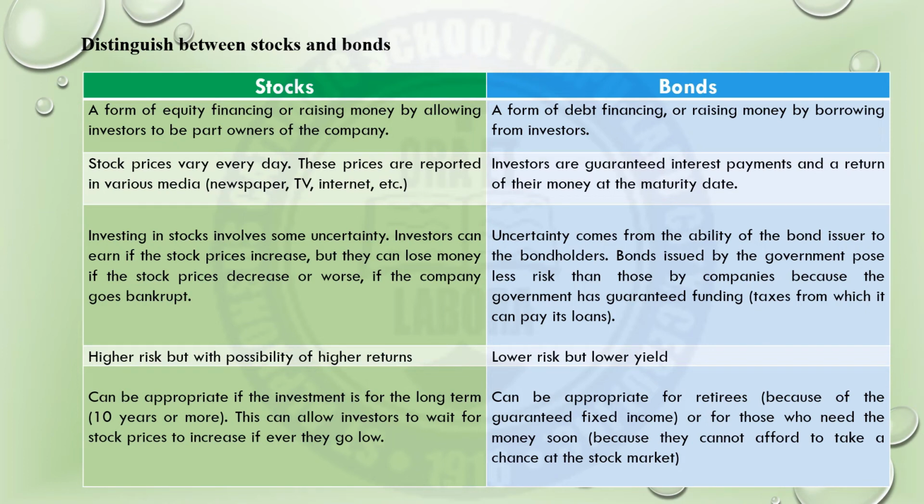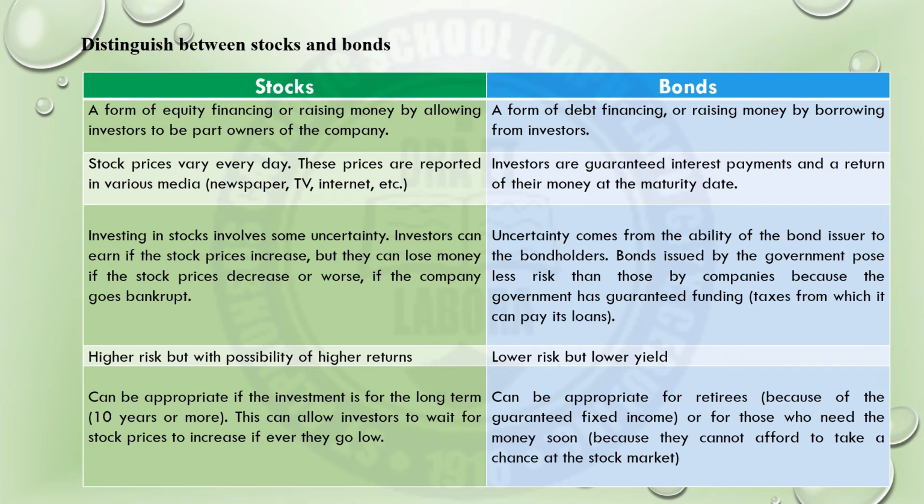Stock prices vary every day. These prices are reported in various media, such as newspapers, TV, internet, and the like. For bonds, investors are guaranteed interest payments and a return of their money at the maturity date. Investing in stocks involves some uncertainty. Investors can earn if the stock prices increase, but they can lose money if the stock prices decrease, or worse, if the company goes bankrupt.